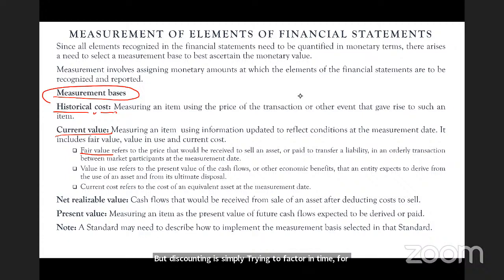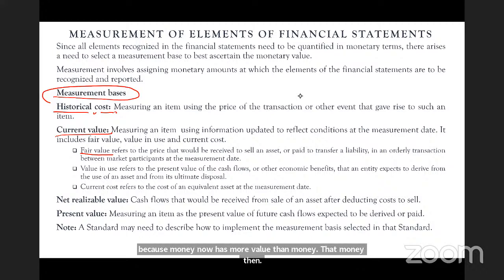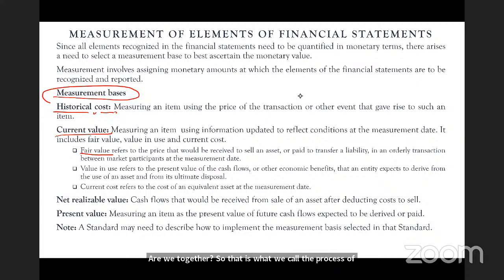Are we together? If you're anticipating to get 6 million next year, that 6 million next year cannot be 6 million now. It has to be something less now, because money now has more value than money later. So that is what we call a process of discounting. If you expect 6 million next year, discount it to the current date, reflect its worth now. So that is what we call value in use. And still, all these methods, you'll be looking at them in paper 7.